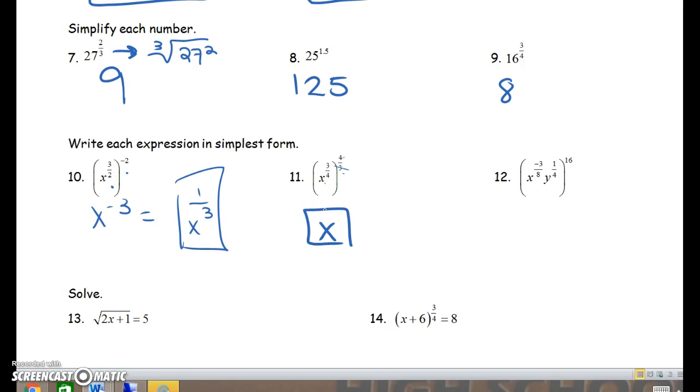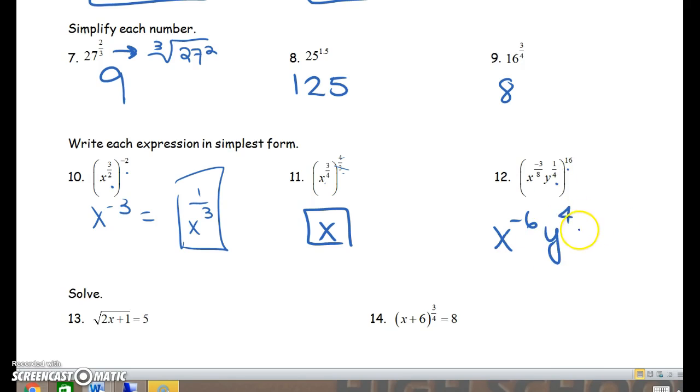Same thing, power to a power. You just have to make sure that the 16 on the outside goes to both the negative 3/8 and also to the 1/4. So negative 3/8 times 16 is negative 6, so we get x to the negative 6th, and 1/4 of 16 is 4, so we get y to the 4th.